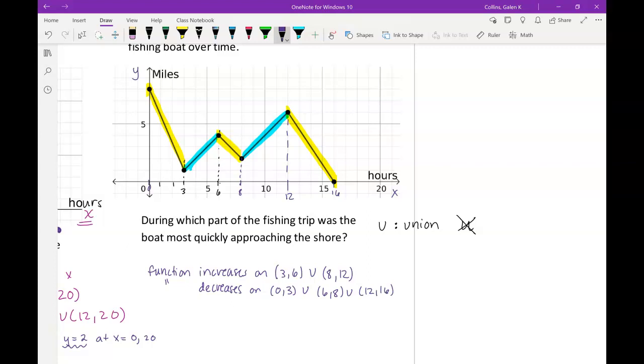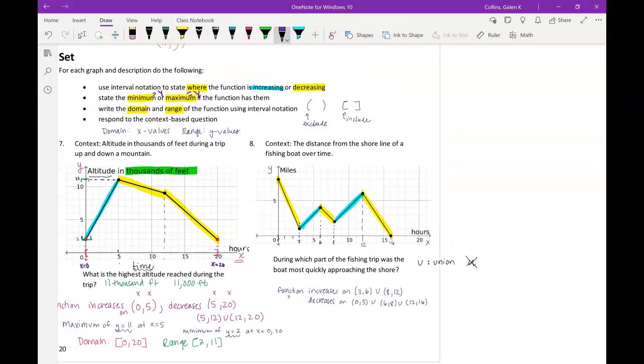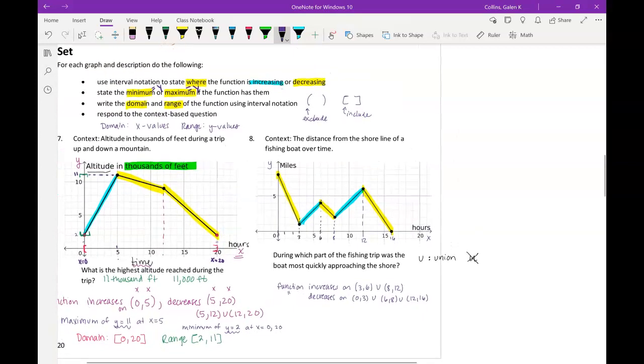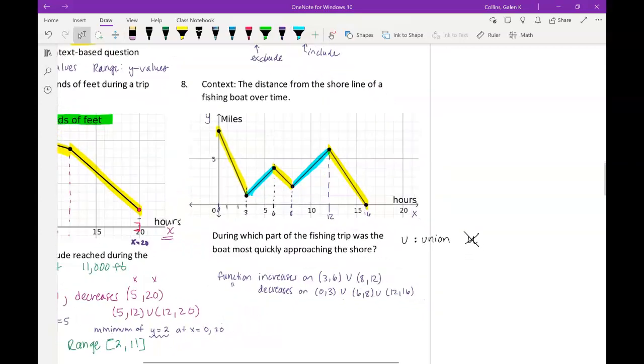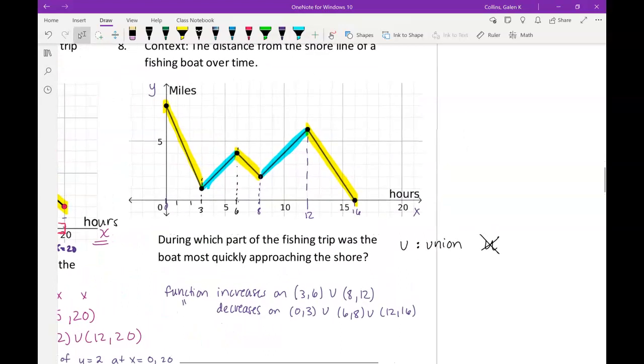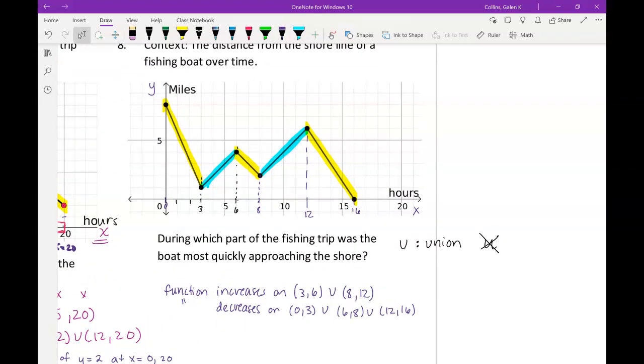Okay, so those are our intervals of increase and decrease. Then we're asked to state the minimum or maximum if the function has them. So again, on this closed interval from 0 to 16, the maximum value that I see is the first value. So 5, 6, 7, 8, that occurs at y equals 8. The minimum value I see is at y equals 0 right here.